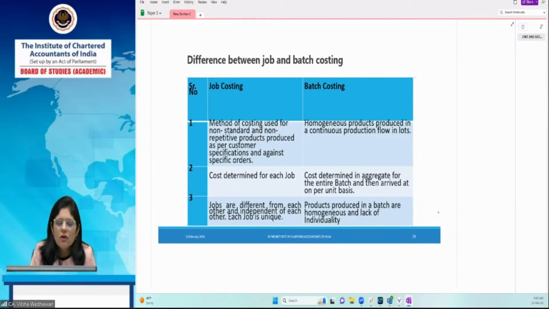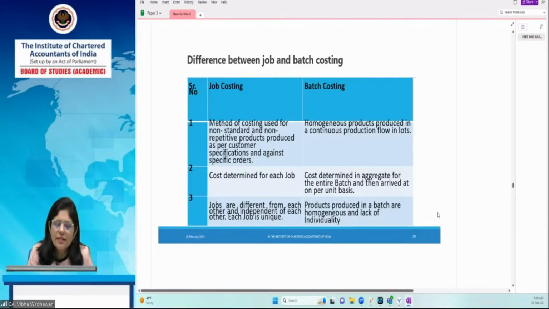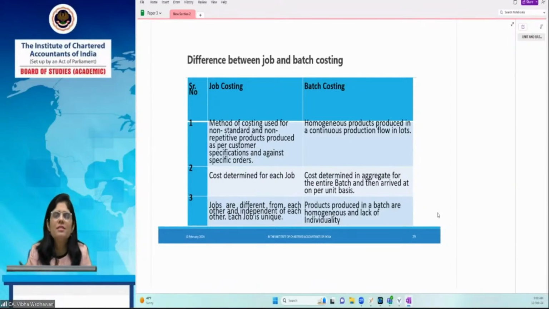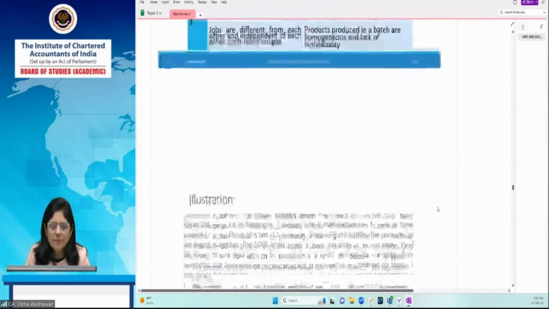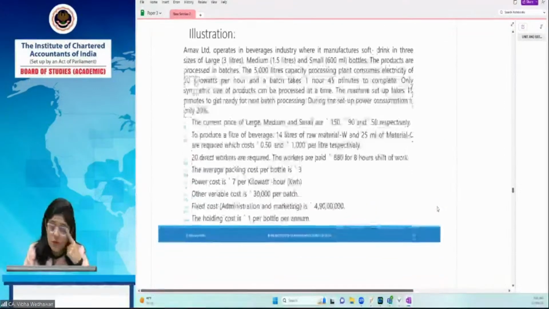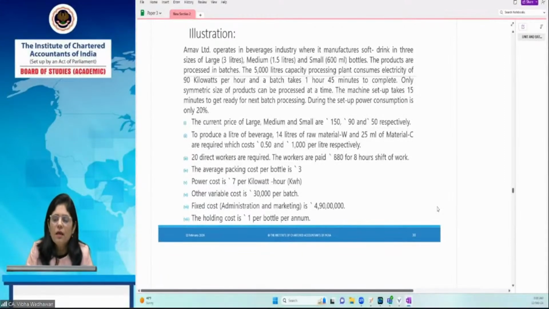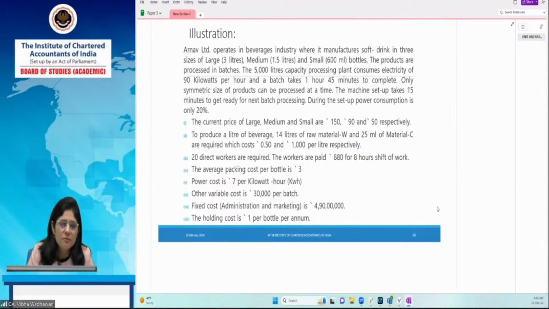All right. Cost determined for each job. Again, jobs are different for each other, independent, they are unique. But in batch costing, all the units in one batch are identical. They have identical cost, they have identical raw material, they have identical whatever other specifications are identical. So this is the difference between job and batch costing. I think it's easy to understand. All right. So let's move on to another illustration. This illustration is from your May 2024 RTP. It's a very good illustration and slightly technical.